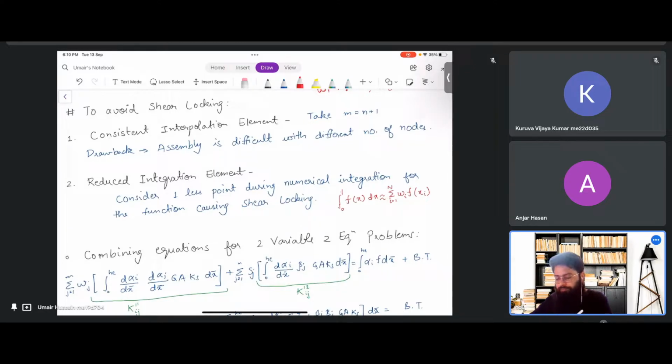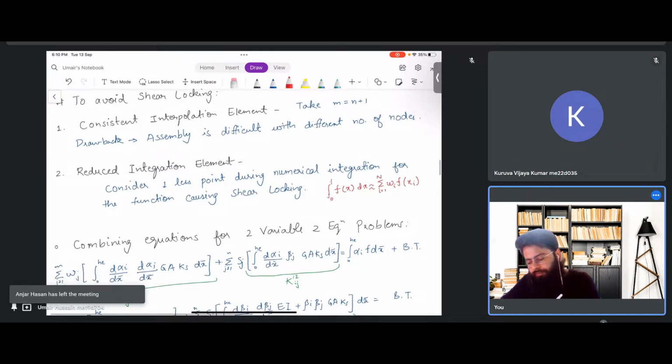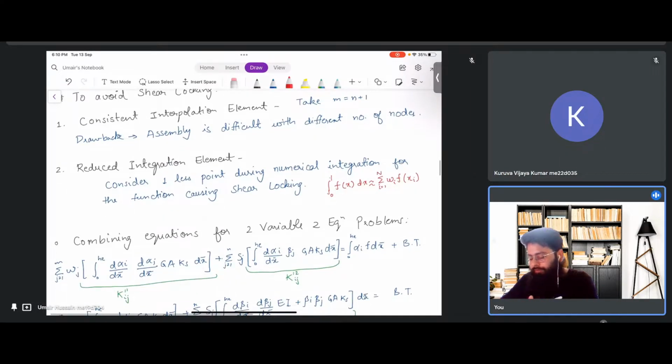So we have to evaluate it at a number of different points, and to resolve this particular problem of shear locking, we can just choose one less point for this particular shape function.